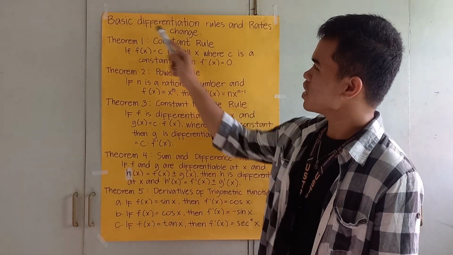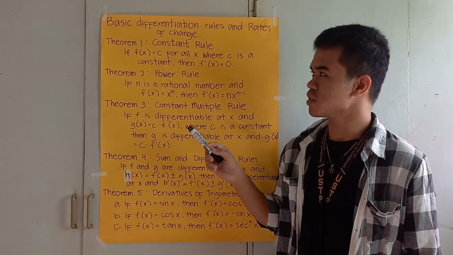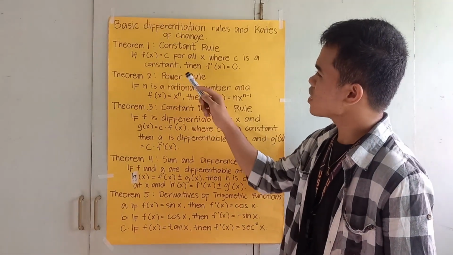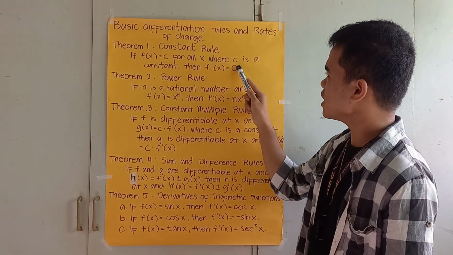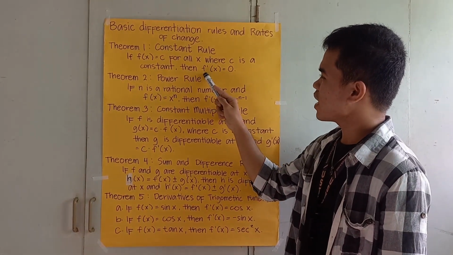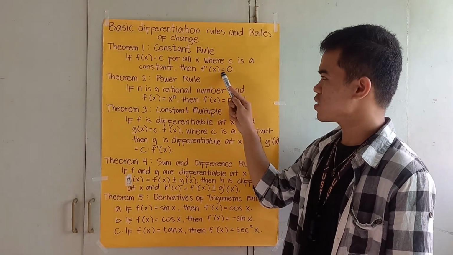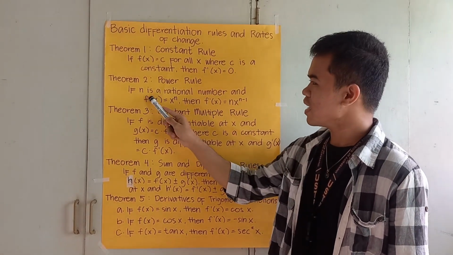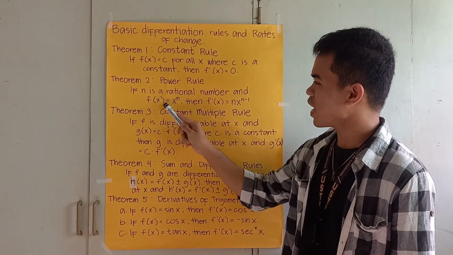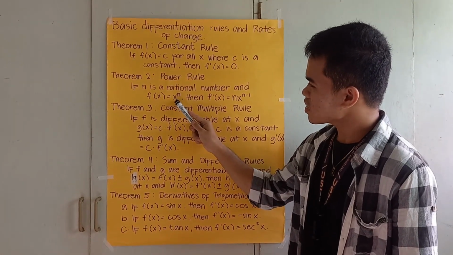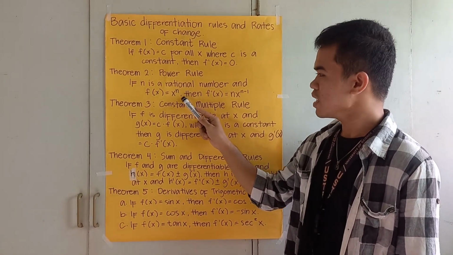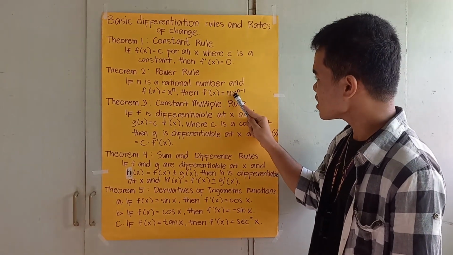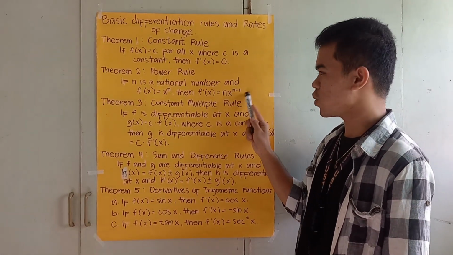About basic differentiation rules and rates of change. For theorem 1, constant rule: if f of x equals c for all x, where c is a constant, then f prime of x equals 0. For theorem 2, the power rule: if n is a rational number and f of x equals x raised to the power of n, then f prime of x is n x raised to the power of n minus 1.